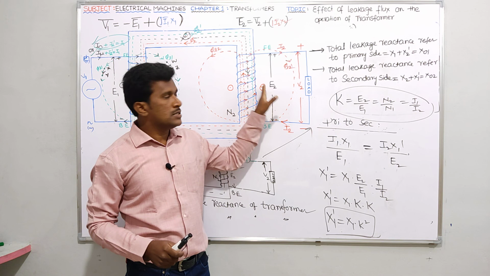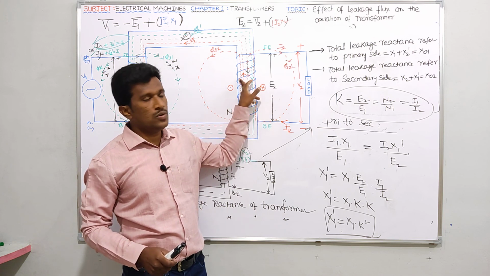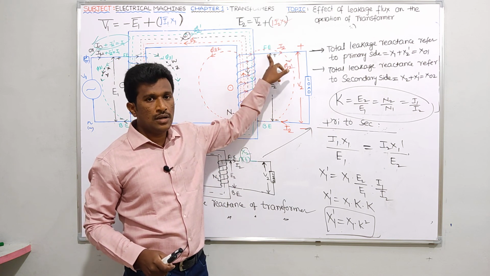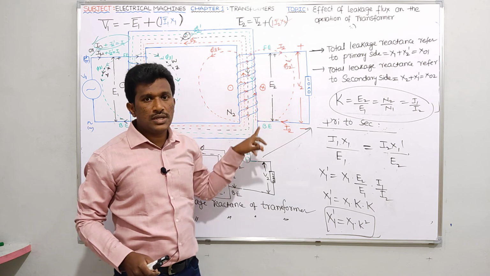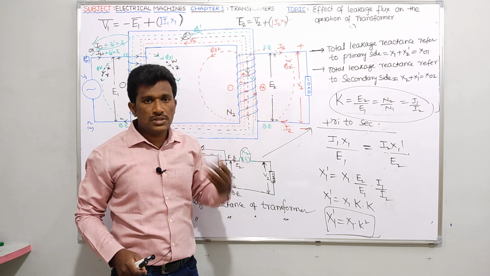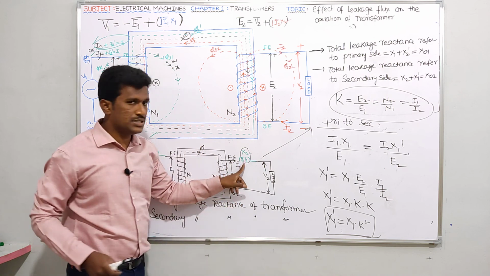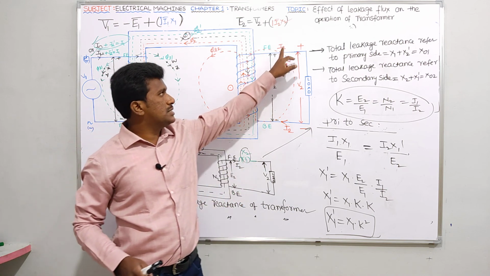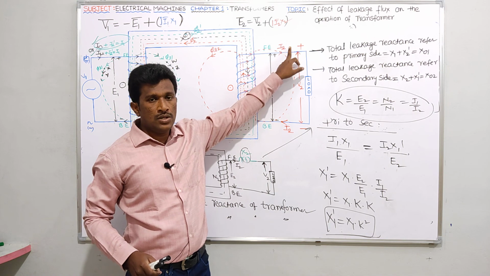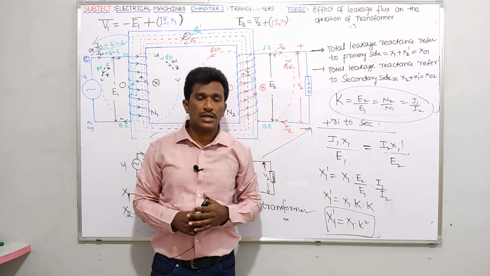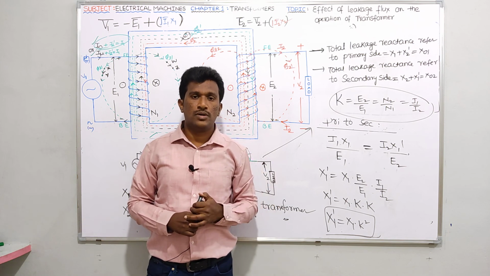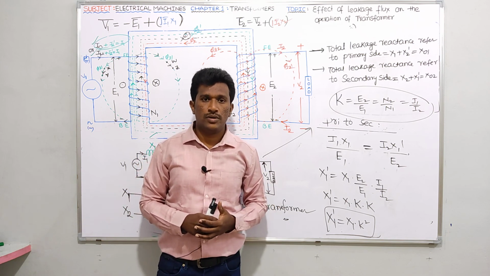So I will be showing R1 and jX1 in the primary side. Similarly in the secondary side, the secondary winding will have some resistance R2. I will be showing R2 in the secondary side. And in the secondary side, because of phi L2, EX2 is a useless EMF. To compensate that useless EMF EX2, I need to connect some jX2 here. I will be connecting jX2 also in the secondary side. Then that becomes the exact equivalent circuit of a transformer, or I can say the practical equivalent circuit of a transformer, which we'll discuss in the next video. Okay, thank you.